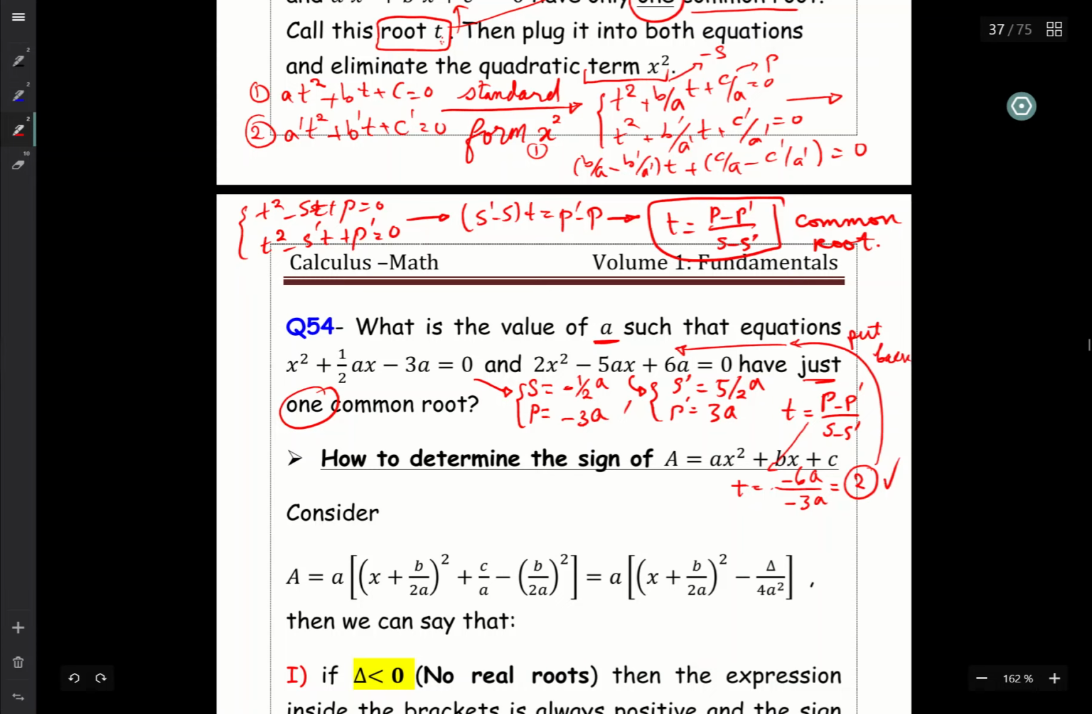Let's put it in the first equation. Four plus a minus 3a equals 0, therefore a is 2.